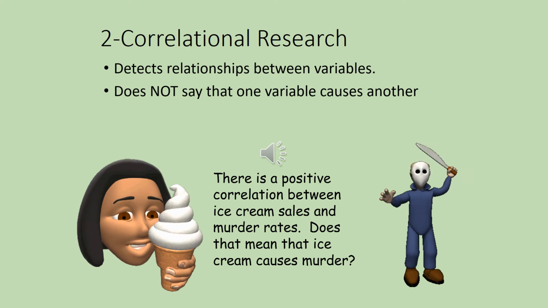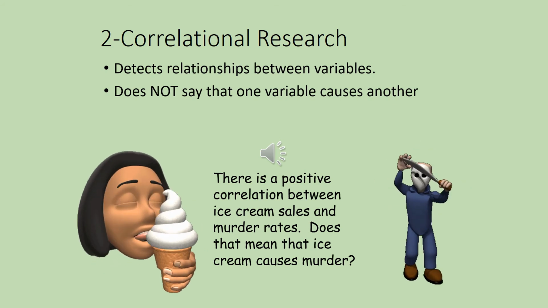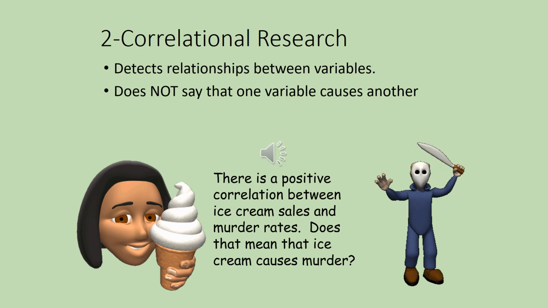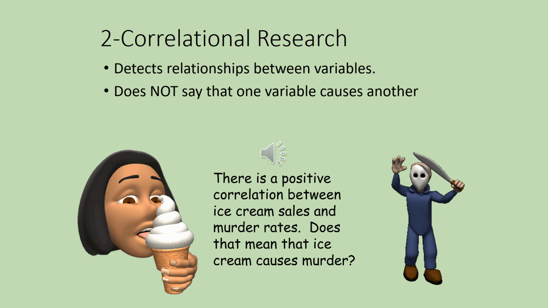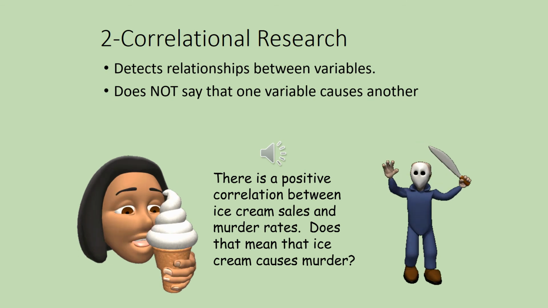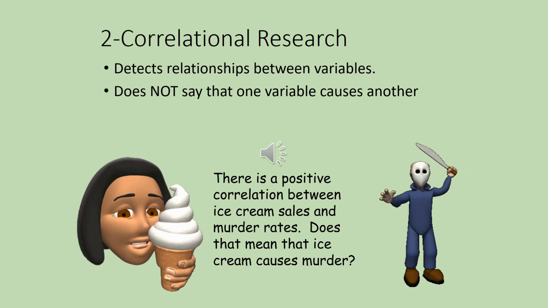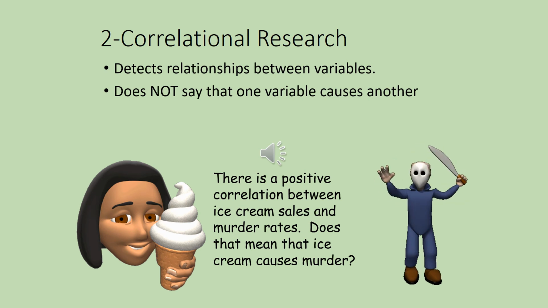Another example they use in the book. Bald men tend to have longer lasting marriages. Does that mean bald men are more sensitive and make better husbands? Who knows? That's just based on statistics that have been gathered. So again, correlational research just simply shows a relationship between two variables.